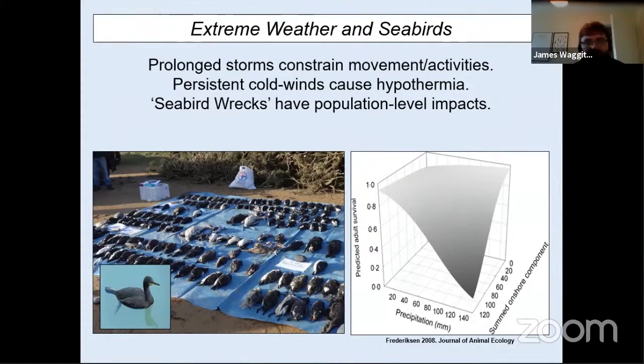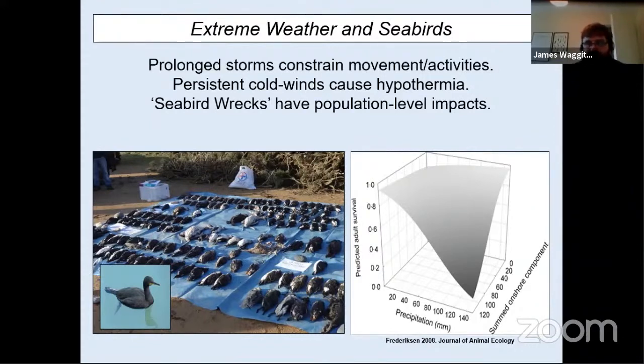In the case of some birds as well, I've picked an example here of a European shag, persistent cold winds can also cause hypothermia. These birds aren't completely waterproof, which means their feathers get quite wet, and when you get cold winds, they're quite susceptible to hypothermia. What this causes is, in periods of bad weather, what's called seabird wrecks. These are where you get large numbers of birds, a high amount of bird mortality, with lots of birds found dead on beaches. So these seabird wrecks can have population level impact.